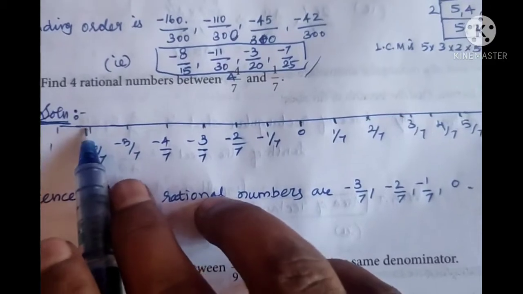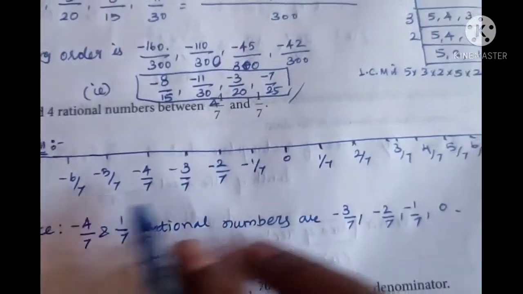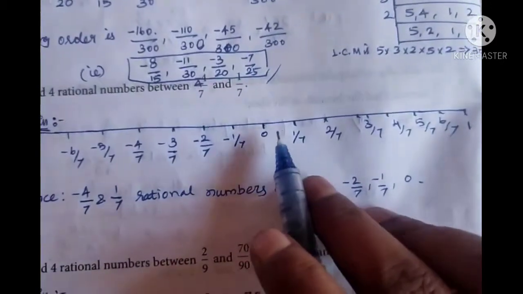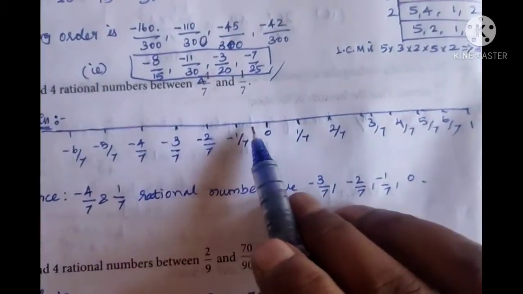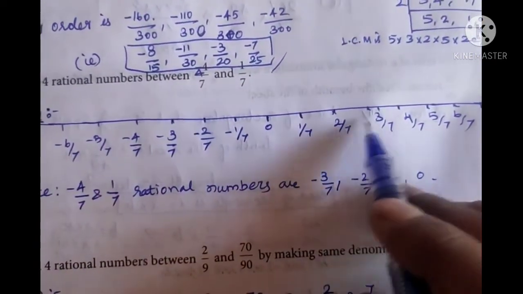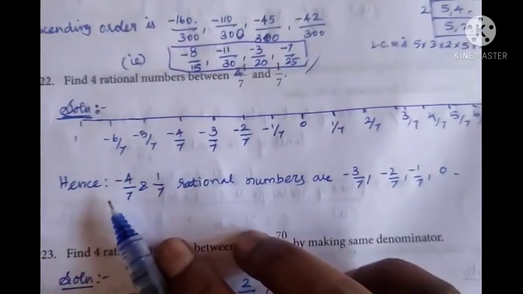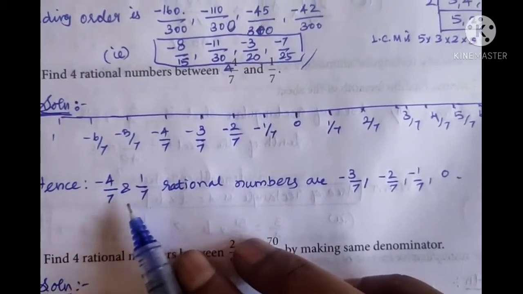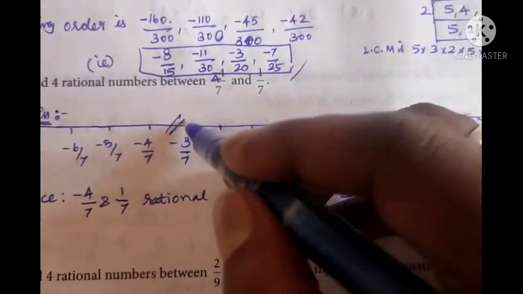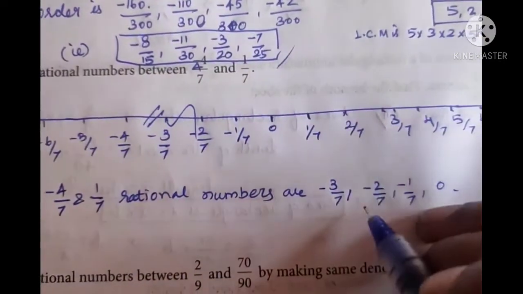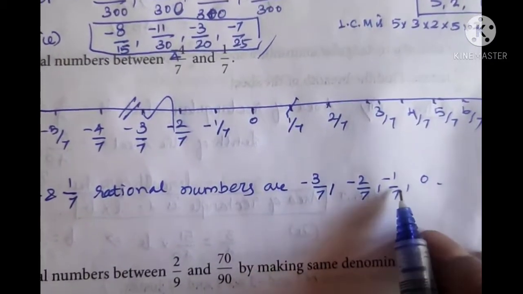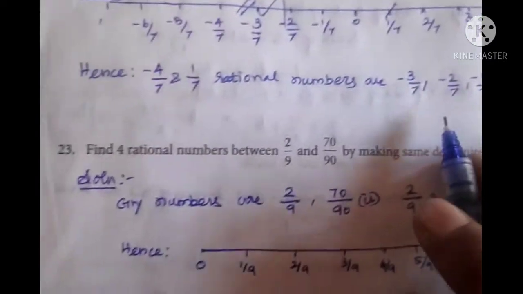Solution. We just draw a number line. Origin is 0. Then we divide this into 7 parts: 1 by 7, 2 by 7, 3 by 7, 4 by 7, 5 by 7. Here 1 by 7, 2 by 7, 3 by 7, 4 by 7. Hence the 4 rational numbers between 4 by 7 and 1 by 7 are here: minus 3 by 7, minus 2 by 7, minus 1 by 7, comma 0.